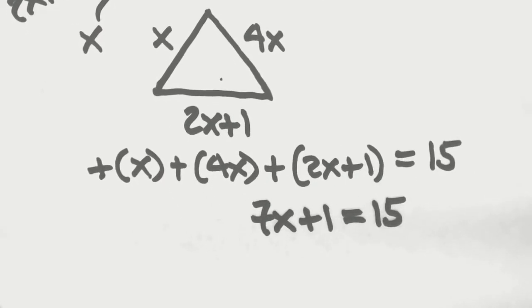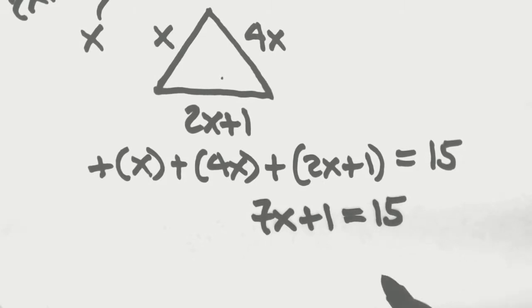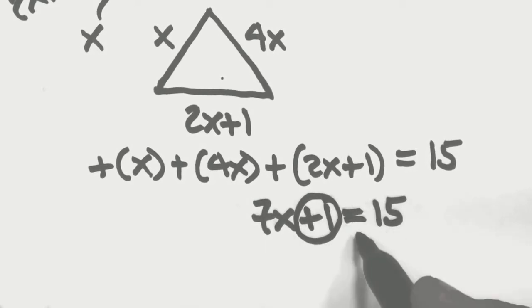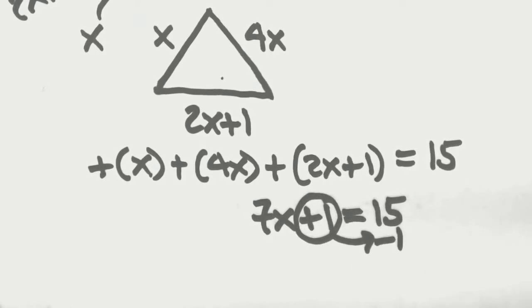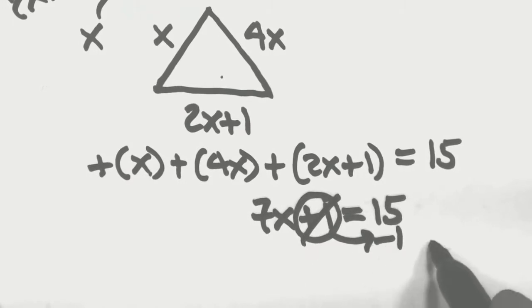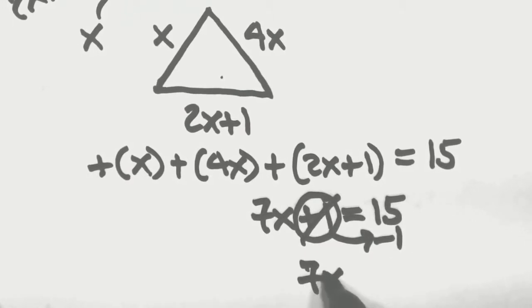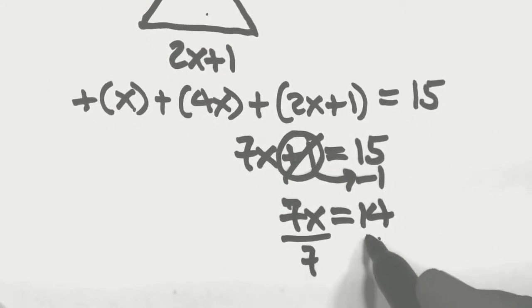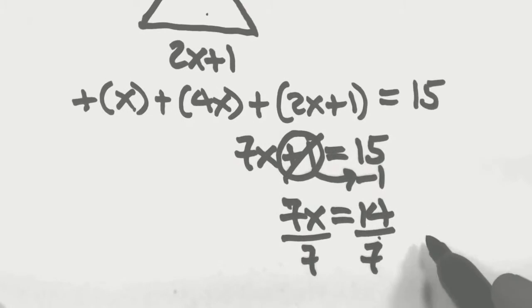Okay, as usual, we look for who's on the wrong side. Variables are okay on the left, numbers are okay on the right. The one that's on the wrong side is this one, so we move it over. Plus 1 becomes negative 1, and we get 7x equals 14. Okay, divide both sides by 7. We get x equal to 2.